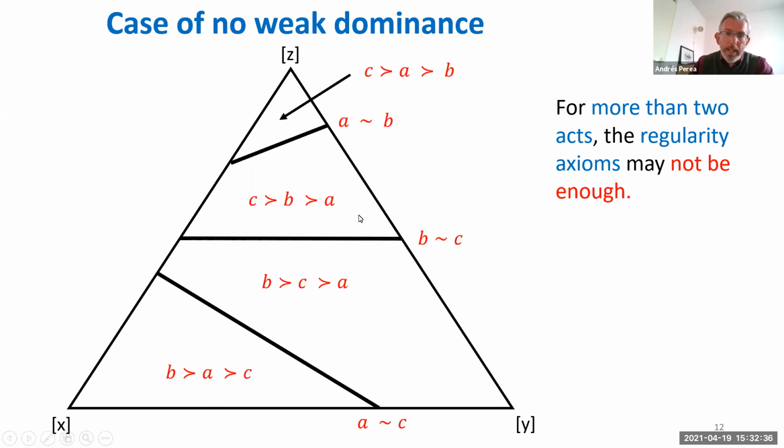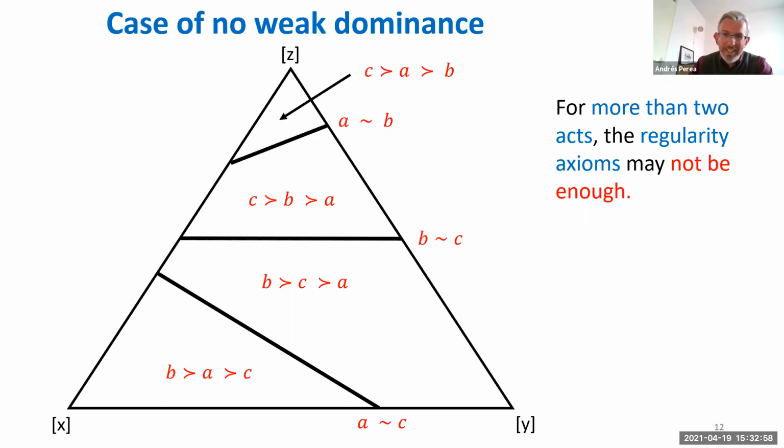Okay. Now, it's easy to see that this conditional preference relation here satisfies all the regularity axioms. It's complete, it's transitive, it satisfies continuity, it satisfies preservation of indifference, it satisfies preservation of strict preference, so all the regularity axioms are satisfied. However, we do not have an expected utility representation here.